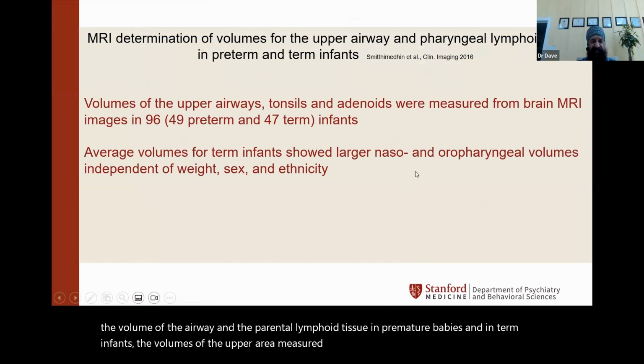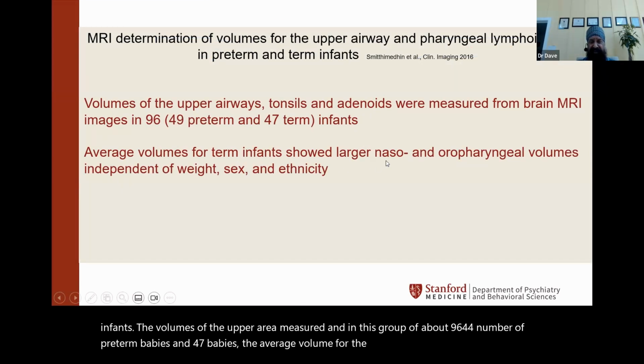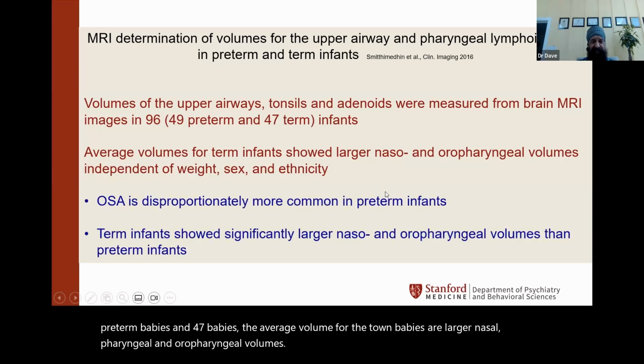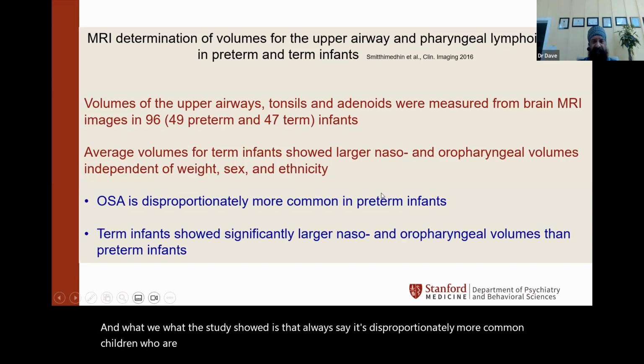And in this group of about 96, 40 were preterm babies and 47 were term babies. The average volume for the term baby showed larger nasopharyngeal and oropharyngeal volumes. And what the study showed is that OSA is disproportionately more common in children who are born prematurely. And the children born at term have larger nasopharyngeal and oropharyngeal volumes.